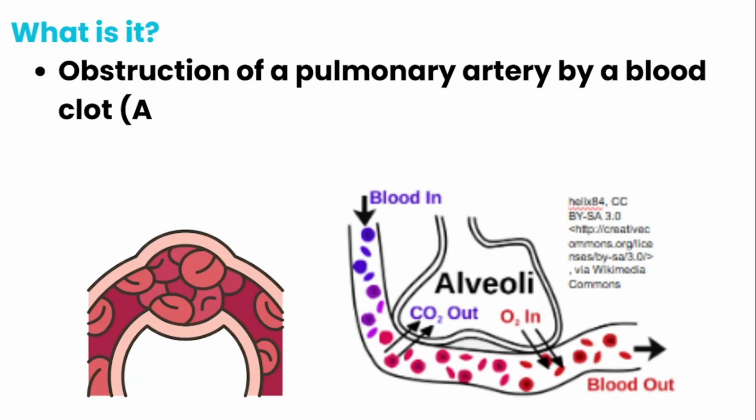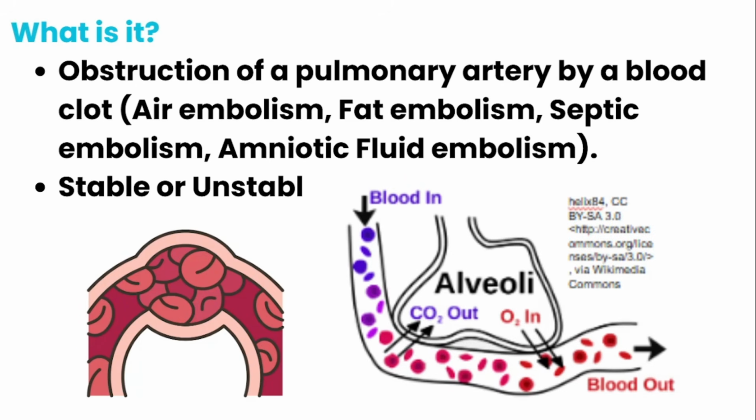So, what is a pulmonary embolism? It's an obstruction of a pulmonary artery, and there are different types of obstructions, including blood clots, air embolisms, fat embolisms, septic embolism, and amniotic fluid embolism. But for the purpose of this lesson, we will focus on just blood clots.